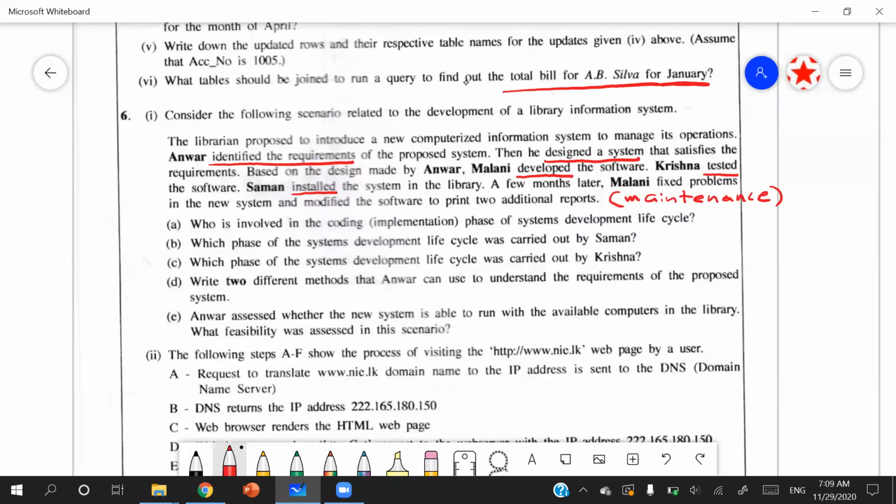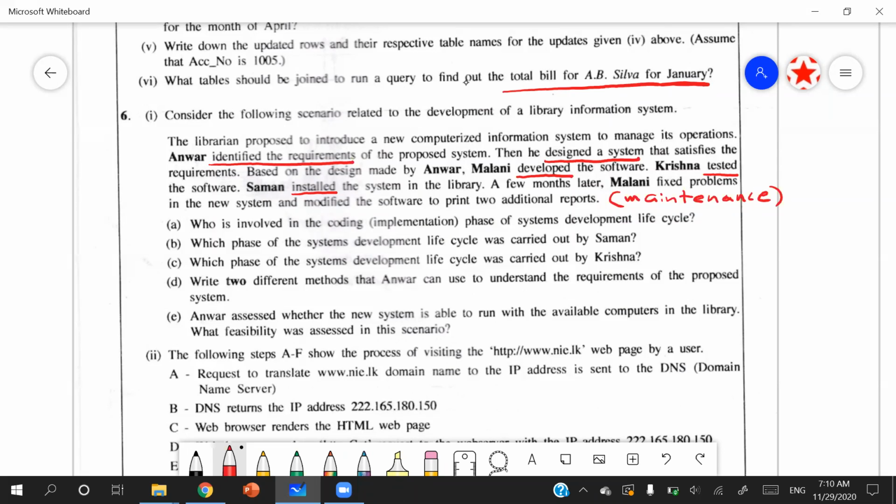So these are the steps which we discuss in the system development life cycle. Now the questions: who is involved in the coding phase of the system development life cycle? Coding phase means the development part, it is Malini. So the answer for A is Malini, right? In part B, it asks which phase of the system development life cycle was carried out by someone. Someone is installing the system, so we can say he is deploying the system, right? So deployment is carried out.